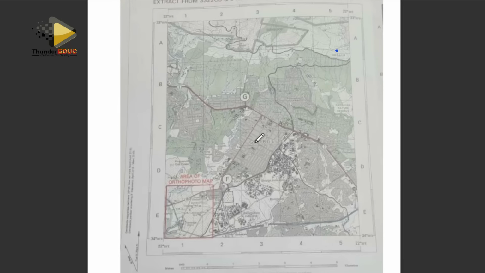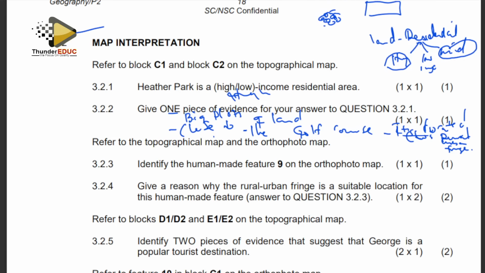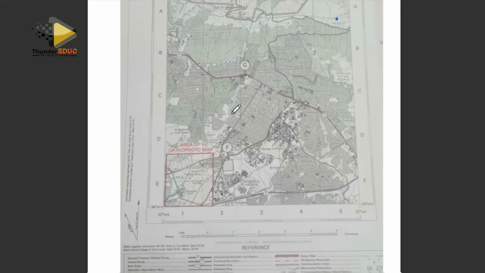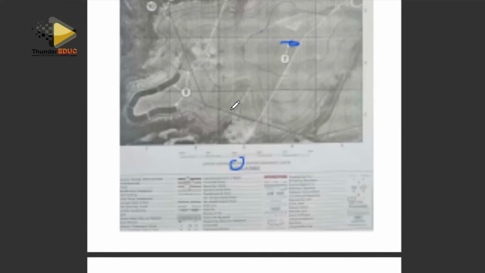Then you can talk about the industrial zone. It can be located far away from the industrial zone because industries make a lot of what? A lot of noise. Those are the things that you should apply. It's application. Refer to the topographical map and the orthophoto map. So we are combining both maps. Identify the human-made feature 9 on the orthophoto map. We come here. Feature 9. Where's 9?